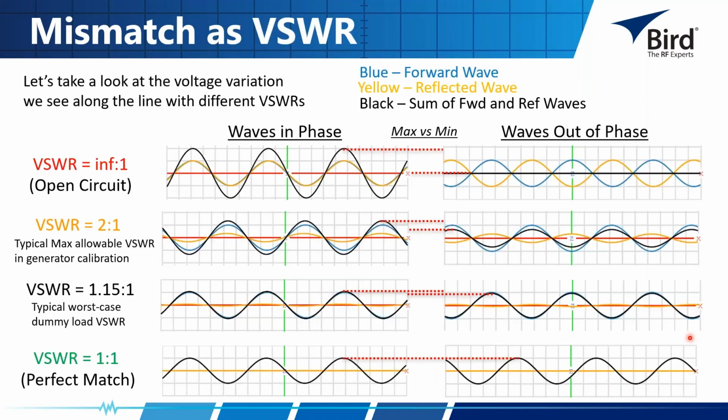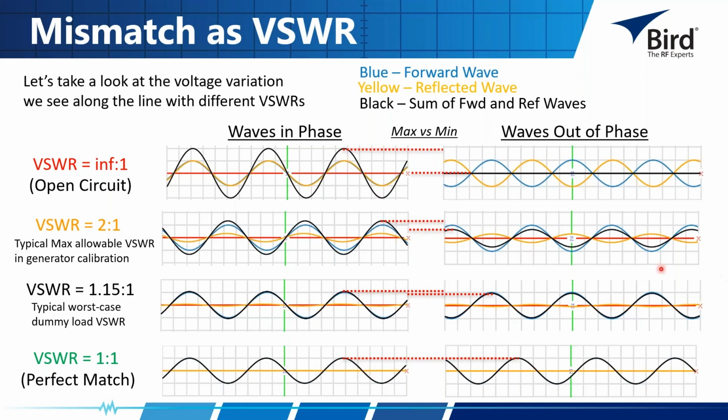But let's take a look at mismatch as VSWR. This is a quantity you're typically going to see when people are characterizing mismatch. This simply refers to when you have an impedance mismatch between two components like that, you're going to have a forward and a reflected wave that are going to be interacting with each other.